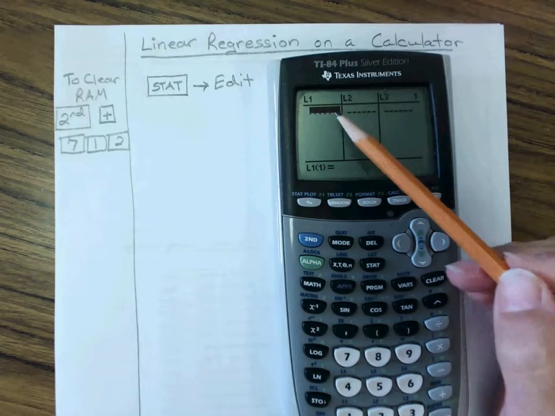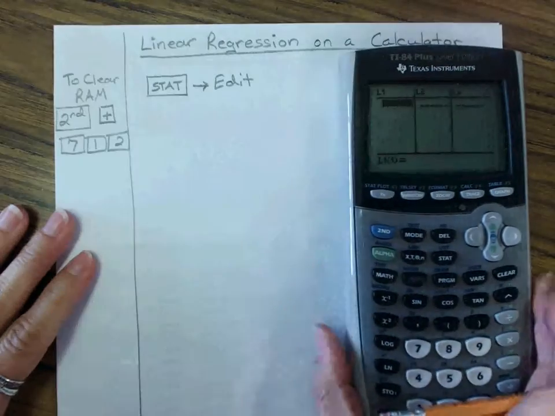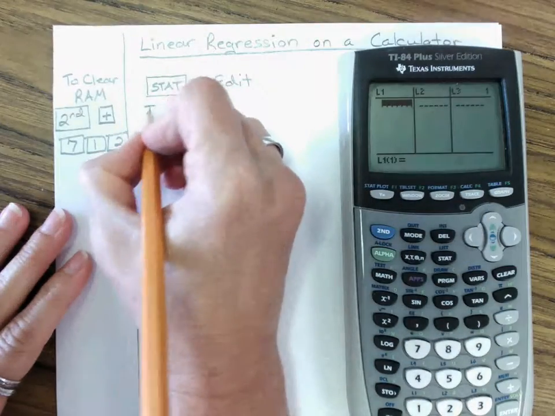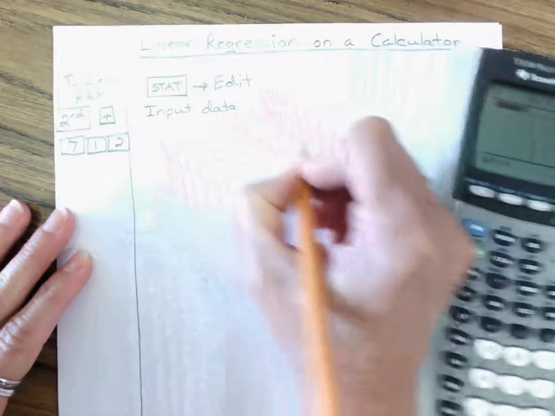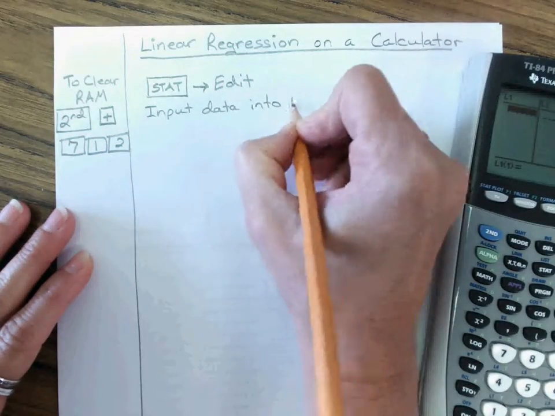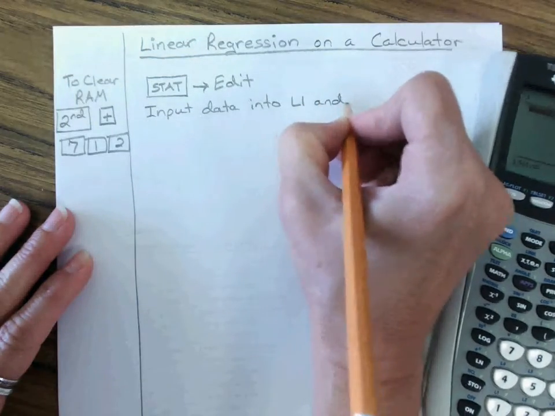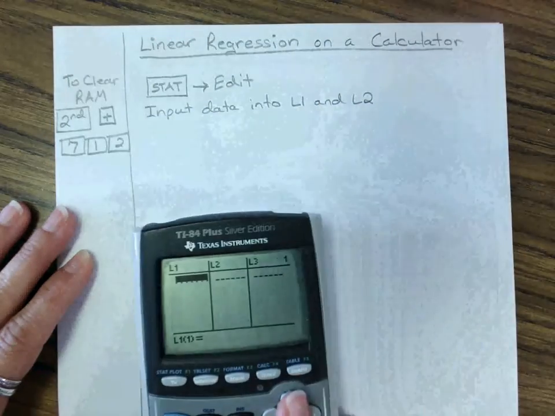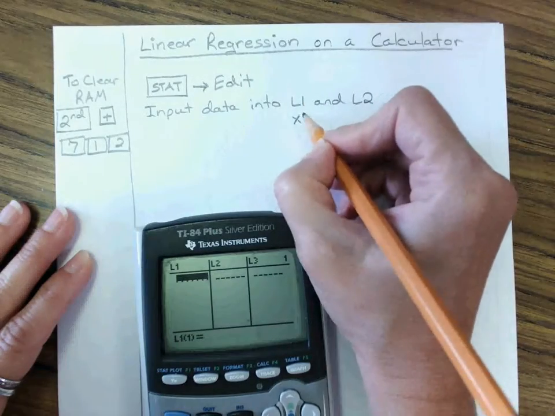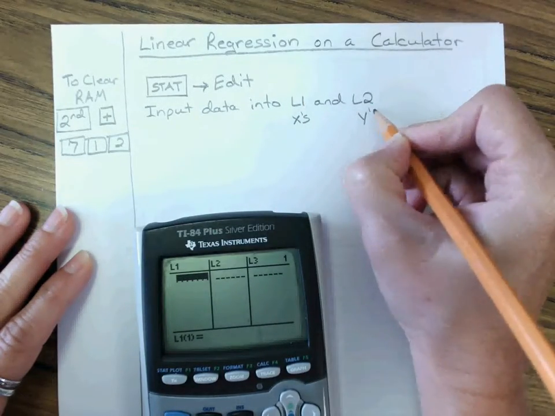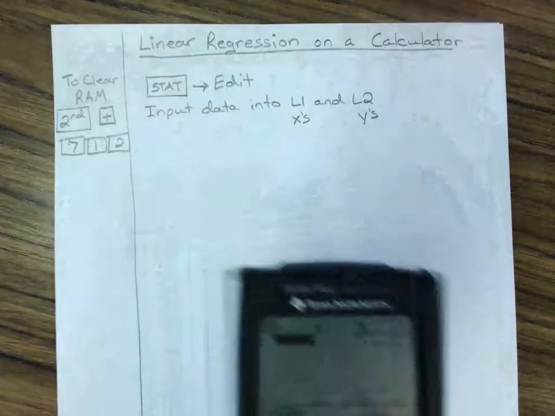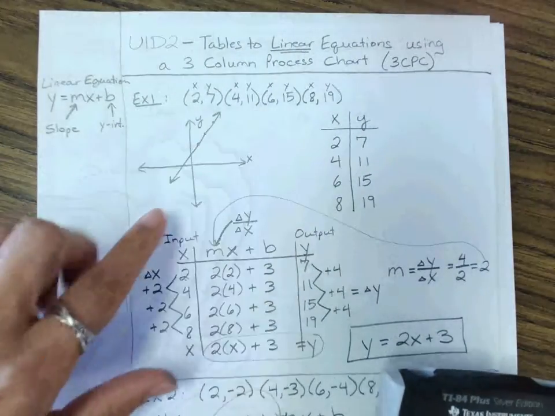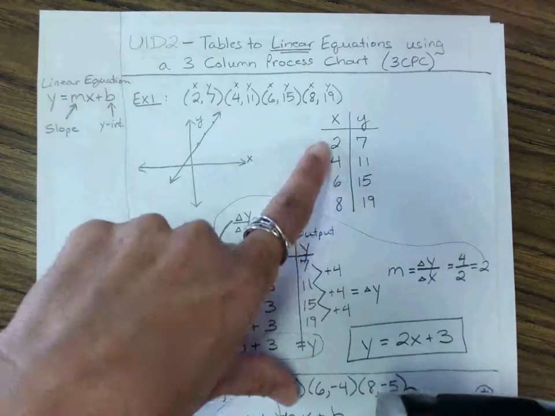So what we're going to do from here is we're going to input our data. So let's write that as the next step. So input data into L1 and L2, okay? In L1, these are going to be your X's, and L2 is going to be your Y's, okay? So if we look back at our first example, which I'm hoping that you have there in front of you on your notes, that would be this example 1 right here. We already have a table with our X's and our Y's.